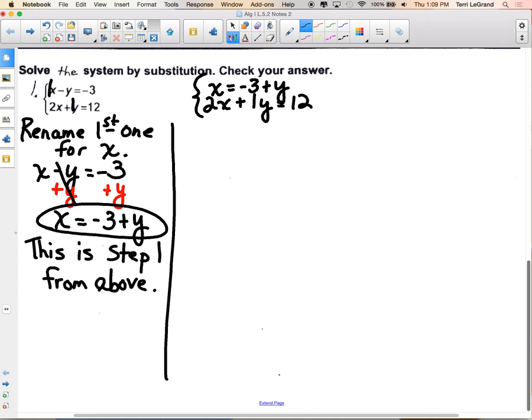Because now it's ready to do steps 1, 2, and 3 like we did on Monday. Step 1, substitute and solve for one of the variables. Step 2, solve for the other variable. Step 3, write an ordered pair answer. What's going to get circled?